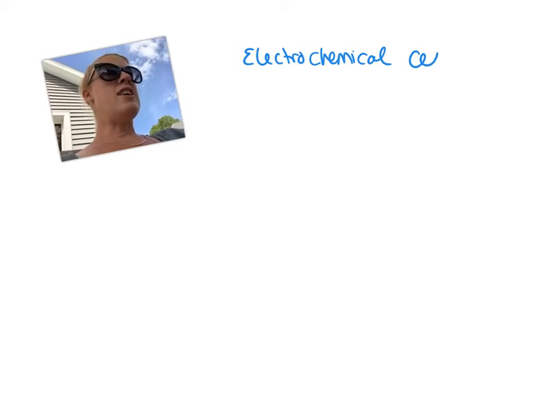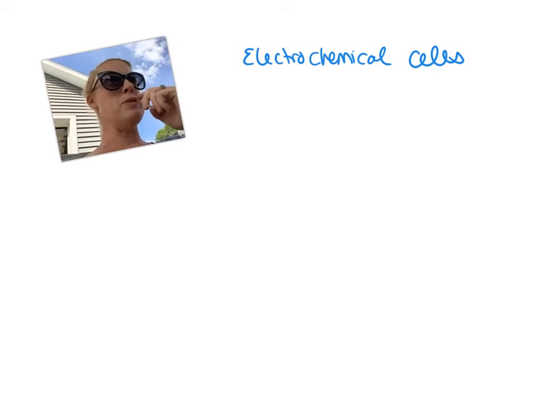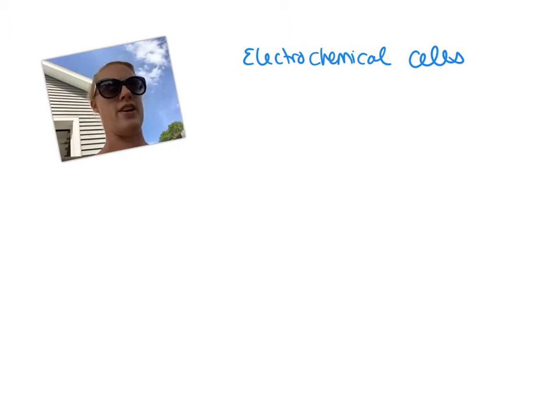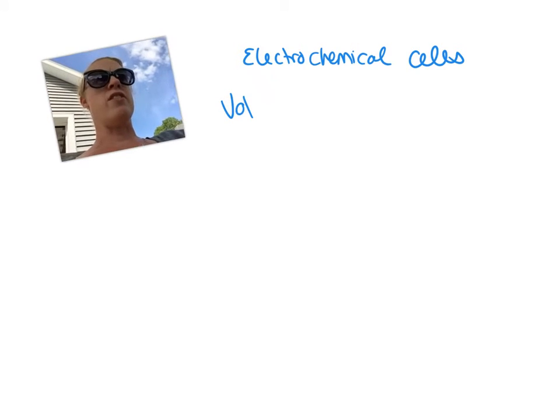That was an application of redox, and that's what I really want to talk about, the applications of redox. Okay, so we're going to talk about electrochemical cells. And here's the most important one. The most important one is a voltaic cell. Okay, so a voltaic or galvanic cell.